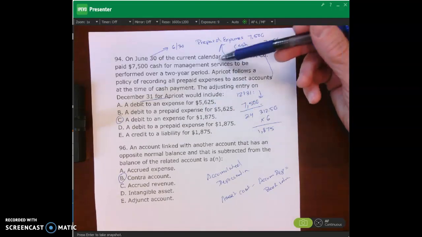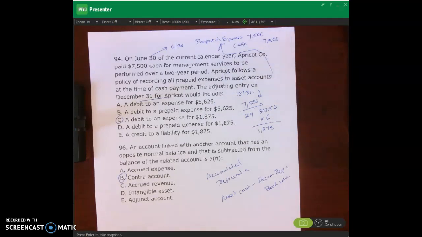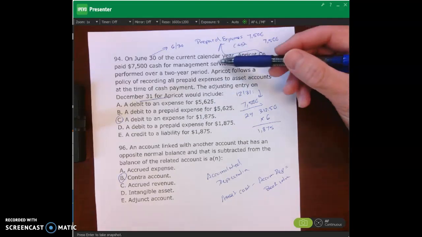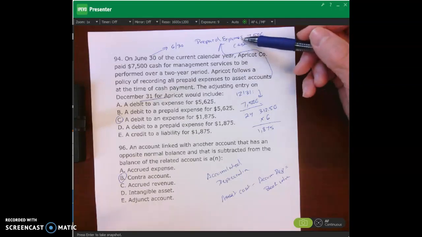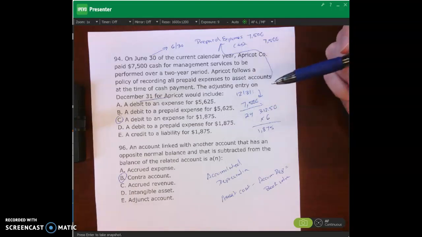Okay, so we basically have to recognize that 6 months worth of our prepaid management services policy has expired. And how do we do that? With a credit to that asset and then a debit to the expense, just like we did with the insurance policy and supplies. Same idea. Okay?